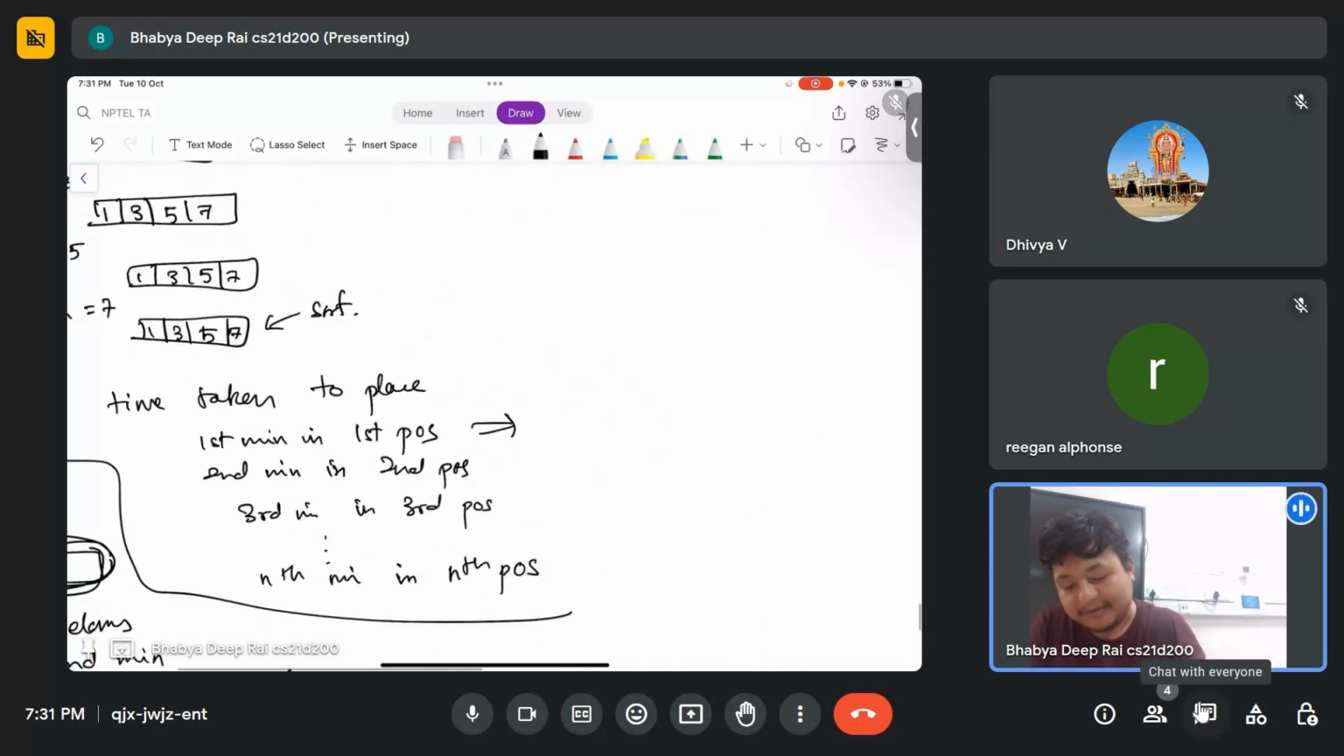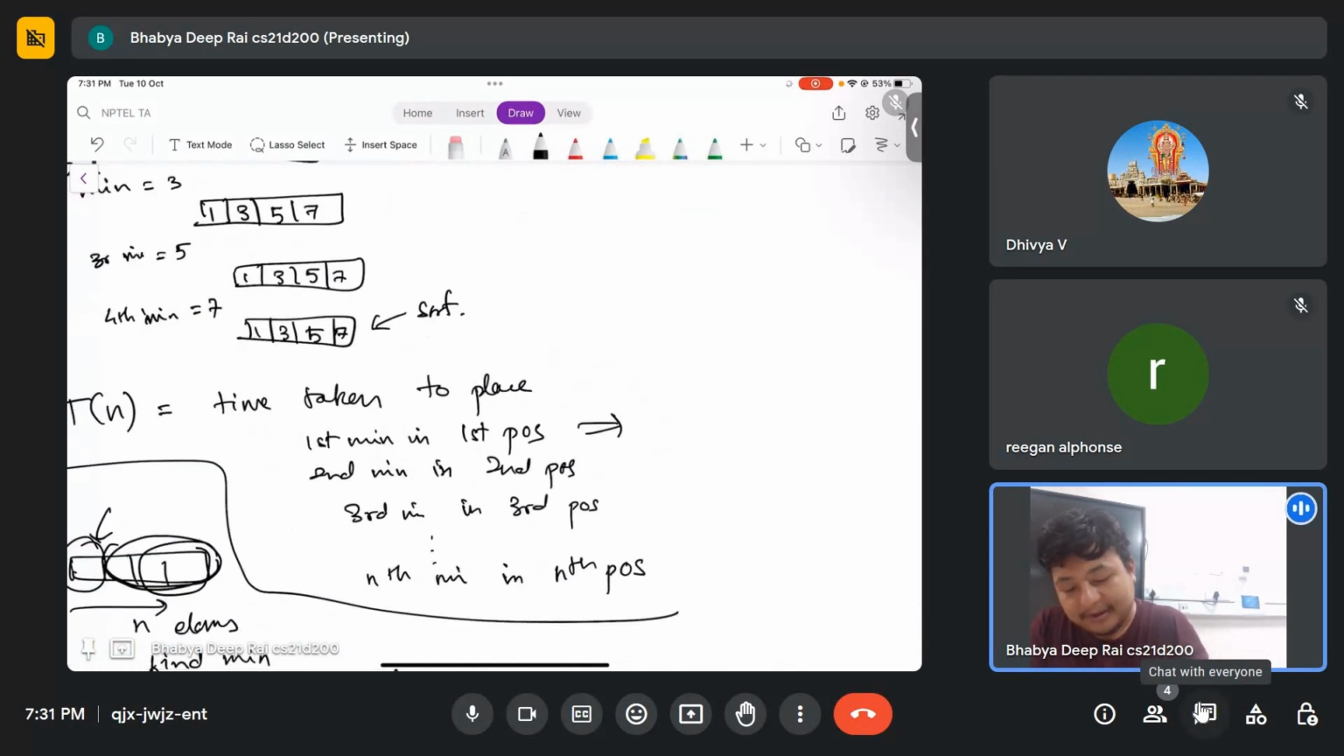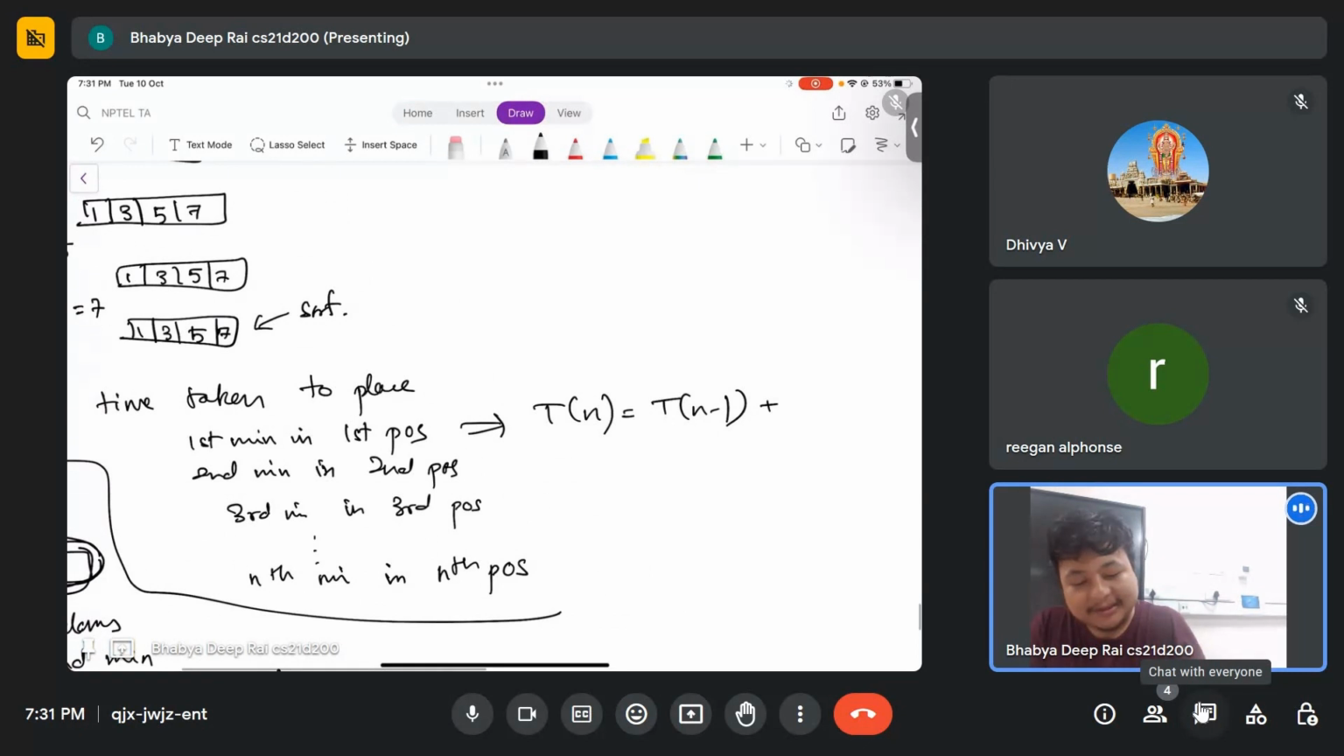The other way to do it using a recurrence would be: T of n will take something like T of n minus 1 plus n time, because for the remaining numbers you place, how much time will you take? n time. And then you'll get n plus n minus 1 plus n minus 2 and so on till 3 plus 2 plus 1, which is the same thing.